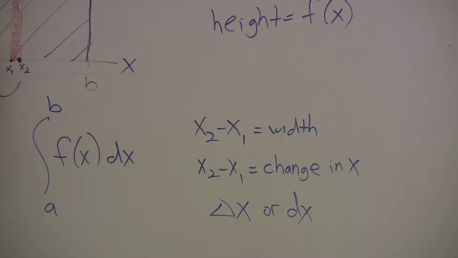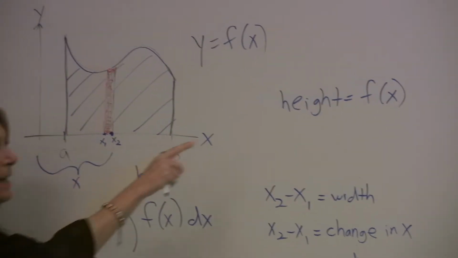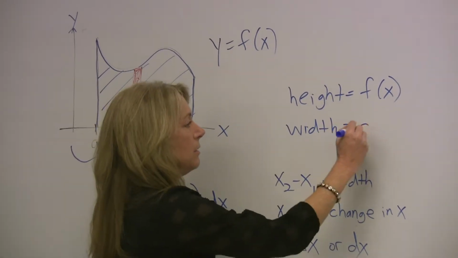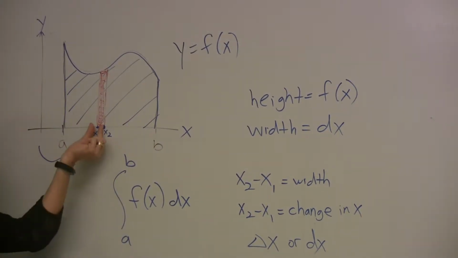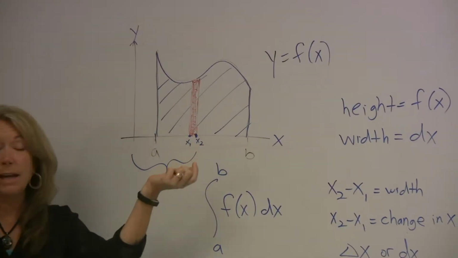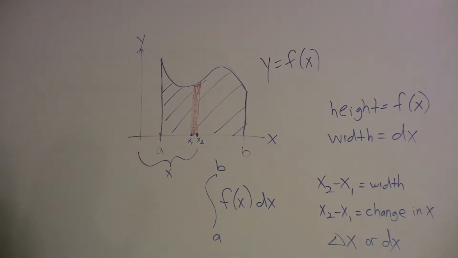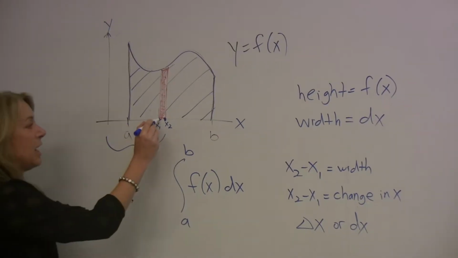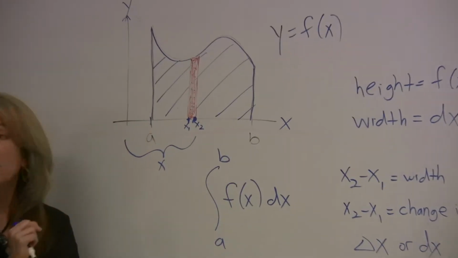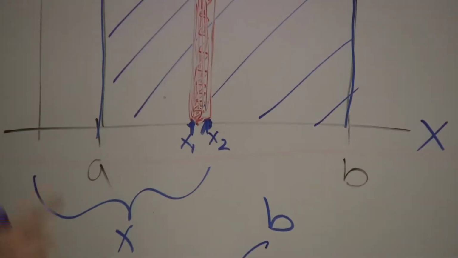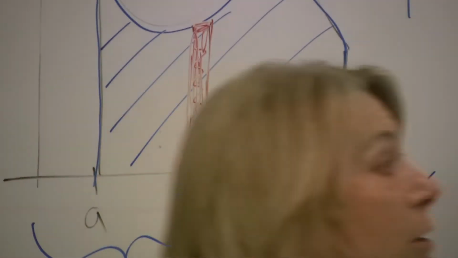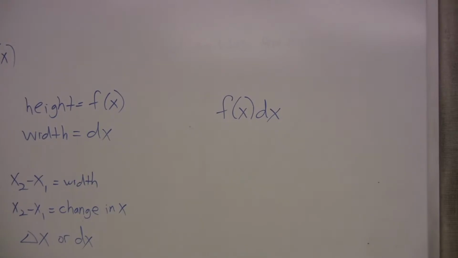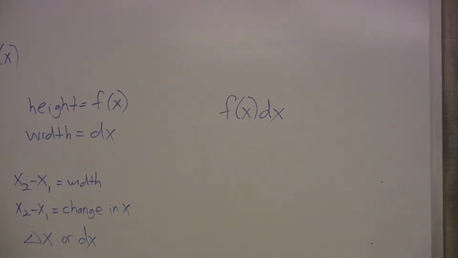So this red rectangle right here has a height of f of x and a width of dx. That's how skinny it is, the change in x. So you were totally right, the x2 minus x1, but we're just talking about even smaller. It's going to be what we just call dx, some small little change on the x-axis. So the area of just that red rectangle, do you agree is the height times the width? Right, base times height, height times base, whatever.